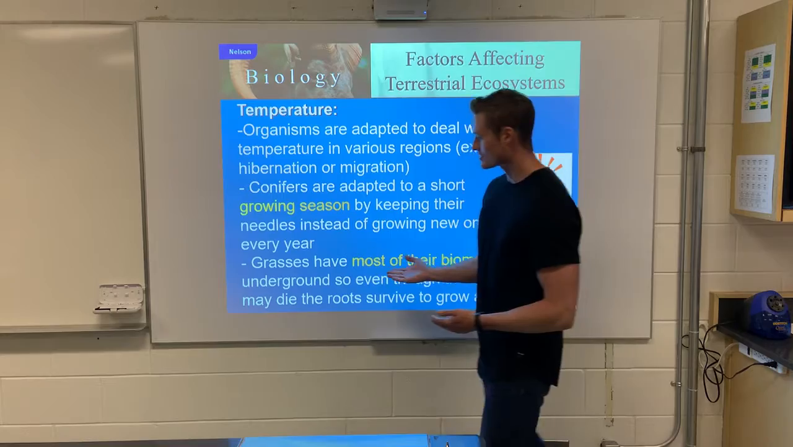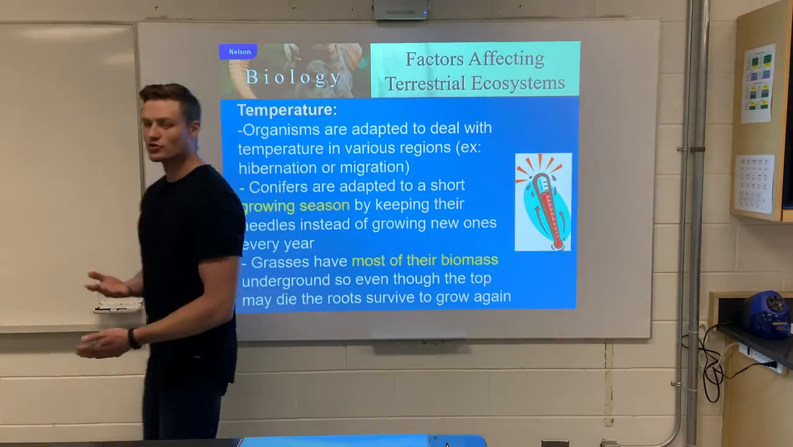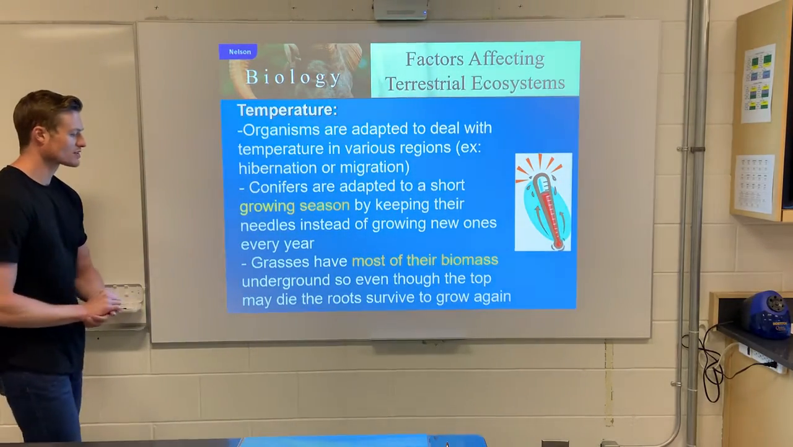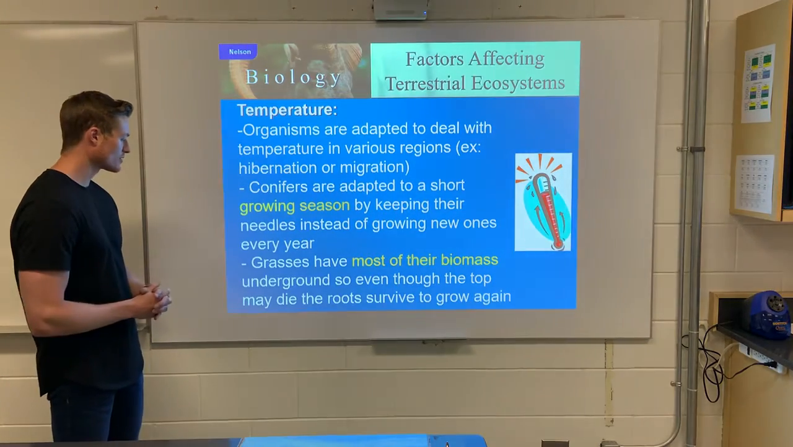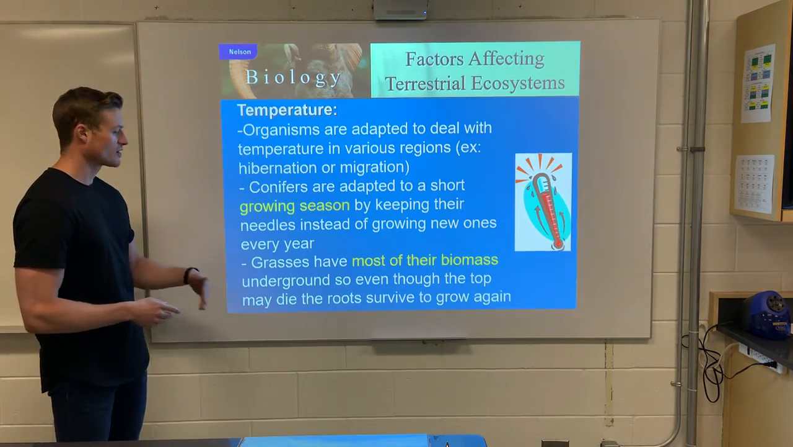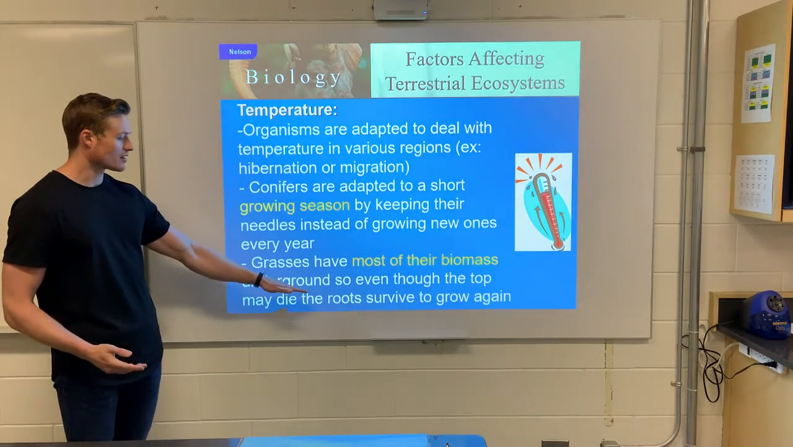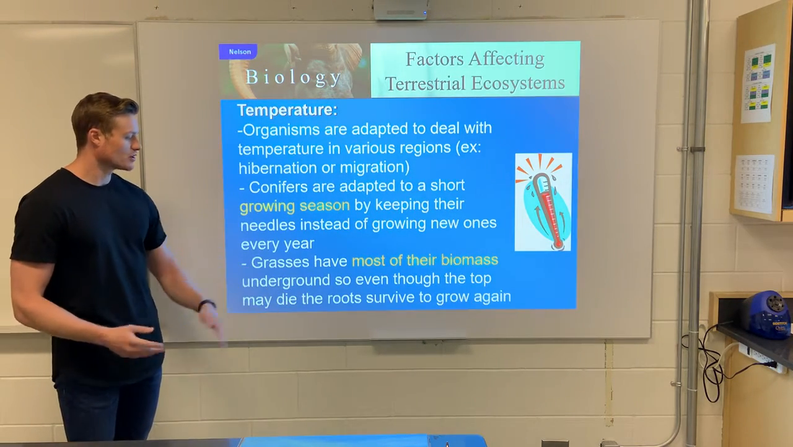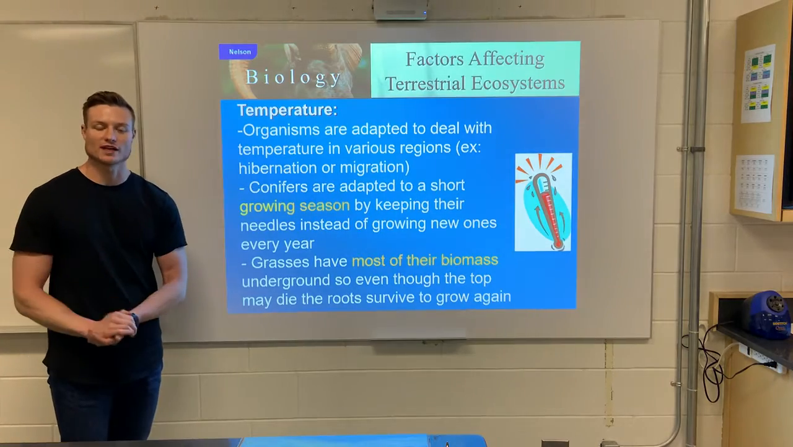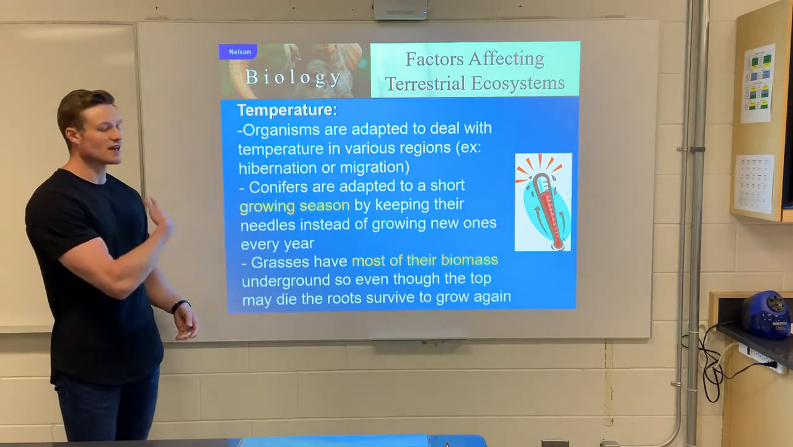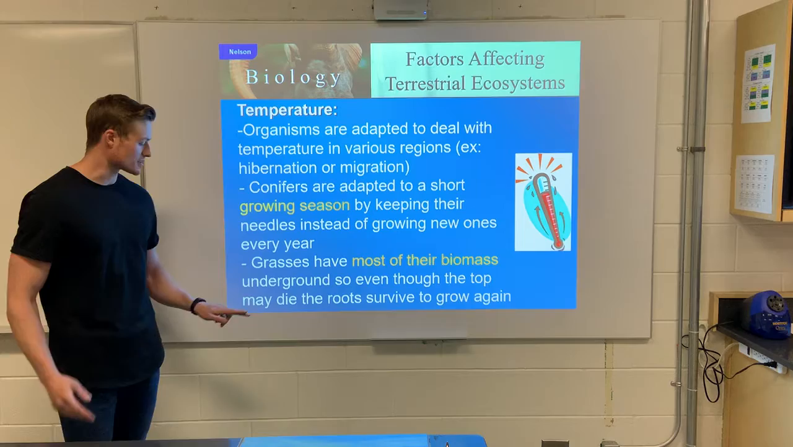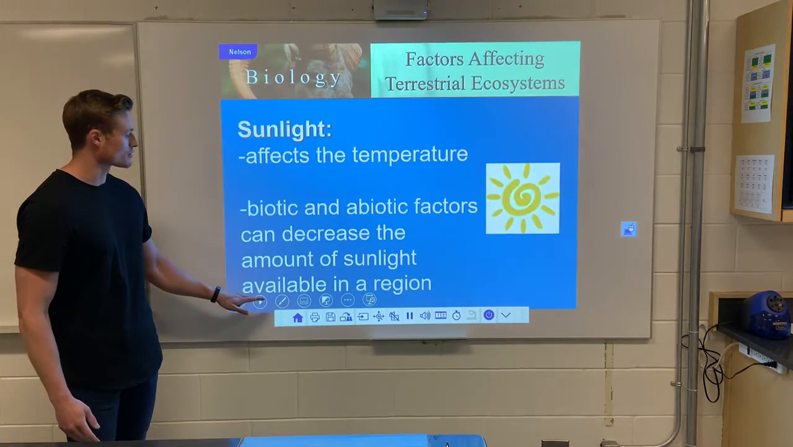Some grasses are more adapted to warmer temperatures. Most of their biomass is underground, so even though the top half might wither and die due to droughts and things like that, the underneath portion will be able to survive and grow next season. So there are various kinds of adaptations that plants can make based on the ecosystem's temperature.